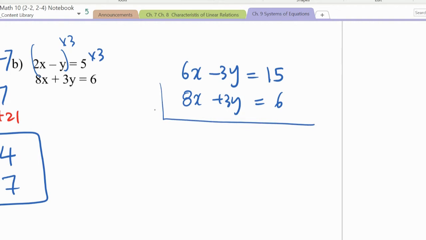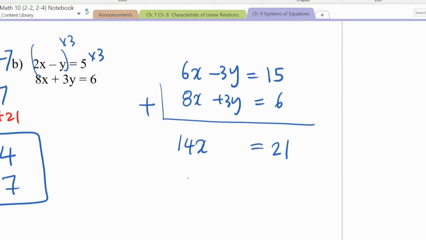And would you add those two equations or subtract those two equations? They have the same number but different sign. Okay, negative 3 and positive 3. In that case, you're adding up. 6x, 8x, that's 14x. This is gone. 15 plus 6 is 21.